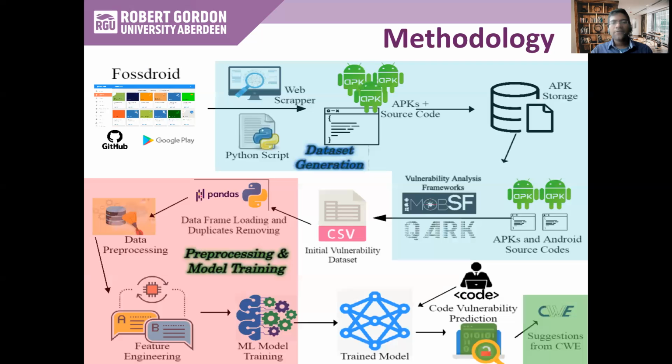Once we have the trained model, we passed several Android source code samples and checked whether the model can predict well if there is any vulnerability or not. And if there is a vulnerability associated with the particular source code, then the CWE details related to that are given in the multi-class classification.